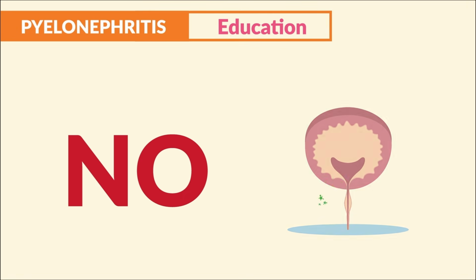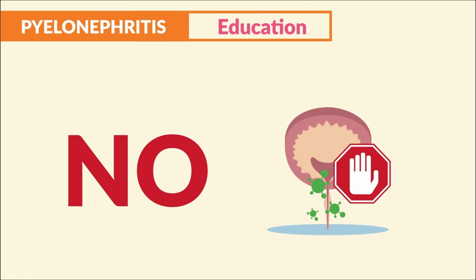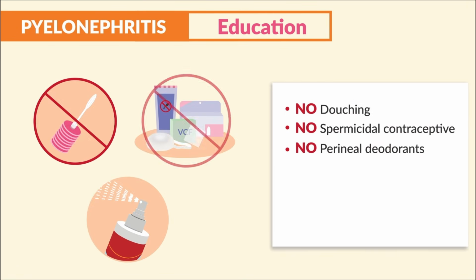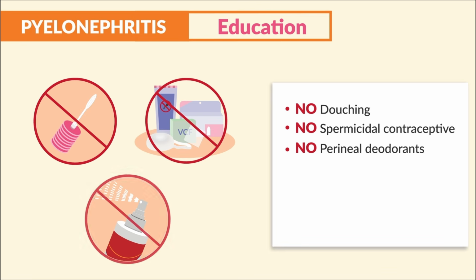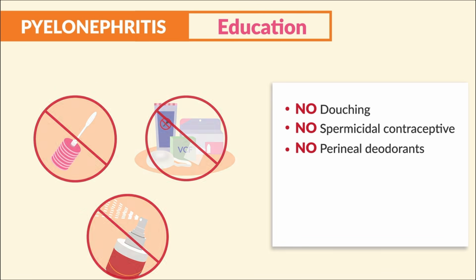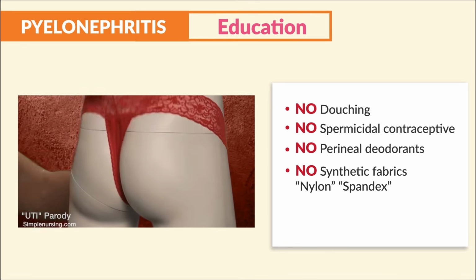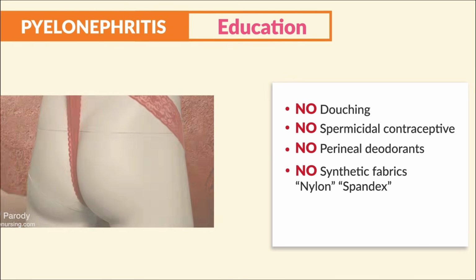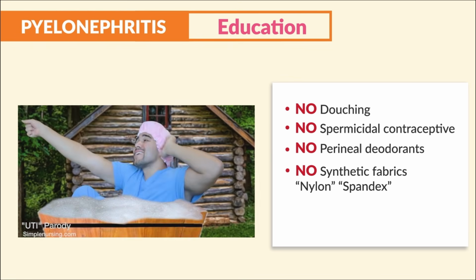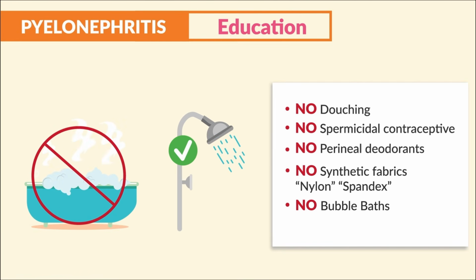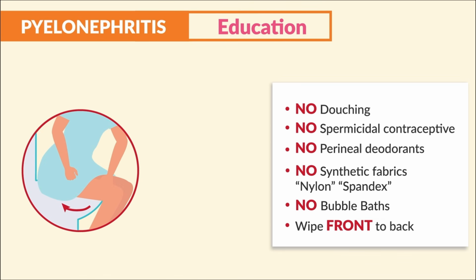Now lastly, please write these down. These are the big no-nos to stop bacteria in the urethra. So no douching, no spermicidal contraceptives, no perineal deodorants, no synthetic fabrics like nylon or spandex. We always recommend cotton underwear. And no bubble baths, but showers are okay. And then very lastly, the most common, always wipe front to back, never back to front.